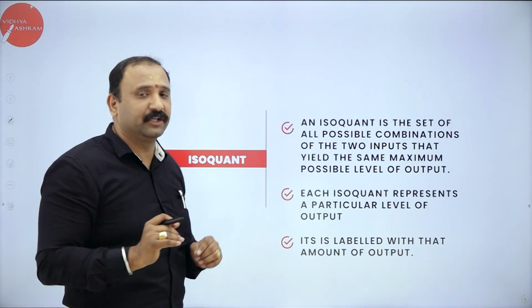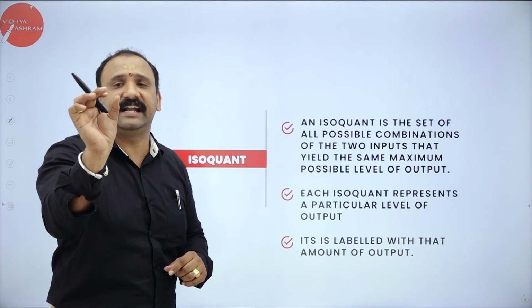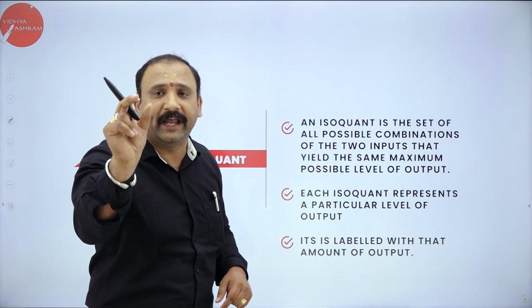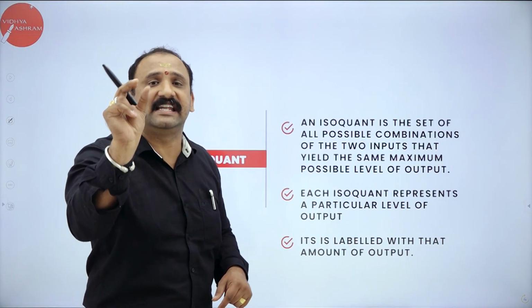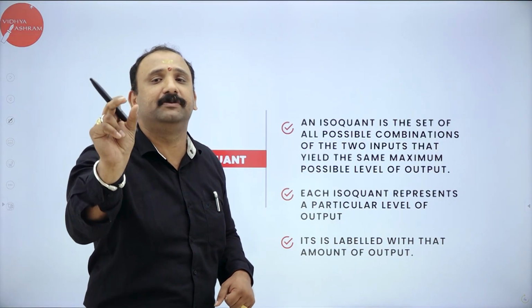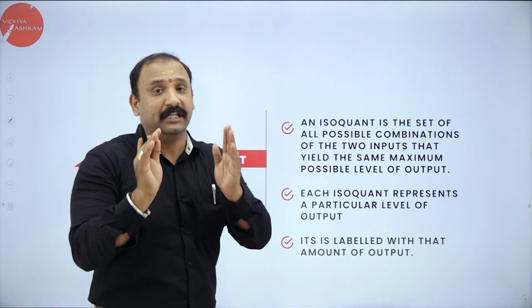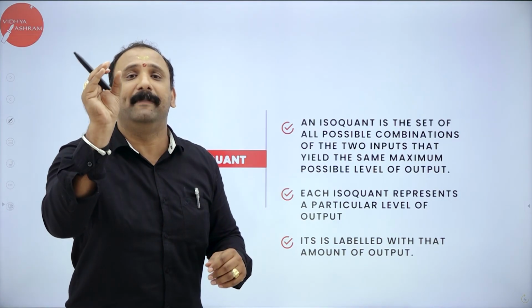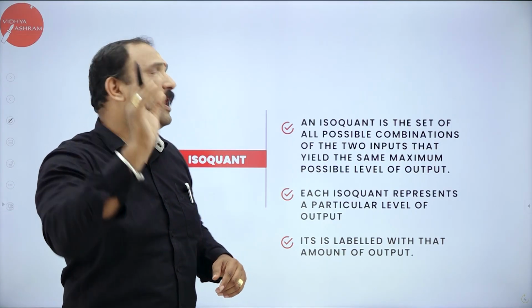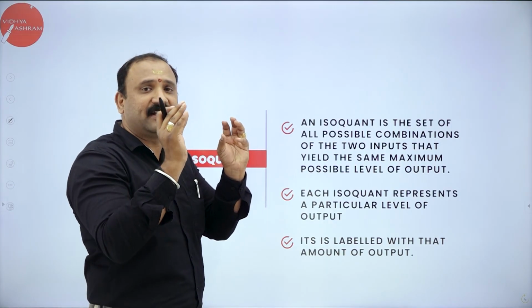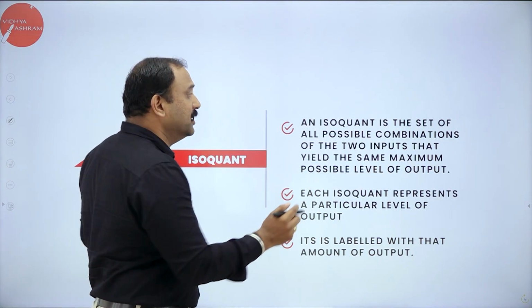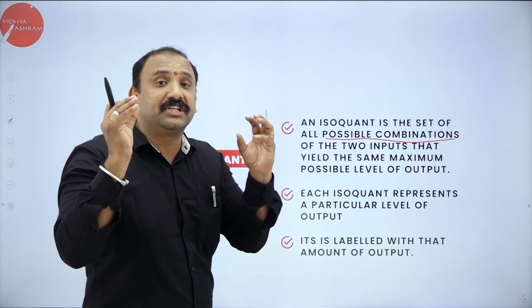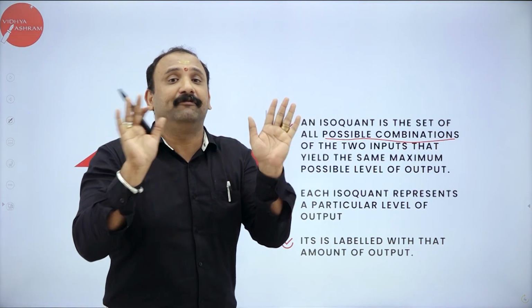So coming back here to ISOQUANT, it is the set of all possible combinations of two inputs that yield the same maximum possible level of output. Now I'm going to split this sentence, I'm going to split those words and make it easier for you to understand. So first let us start understanding each and every word. Possible combination, which means which is feasible. Not everything is feasible.